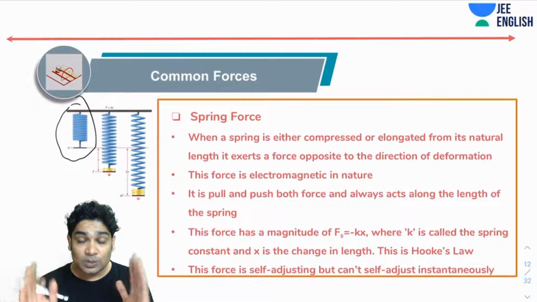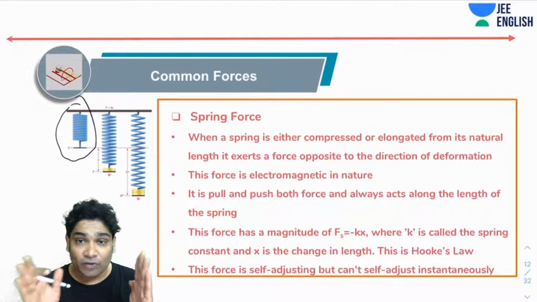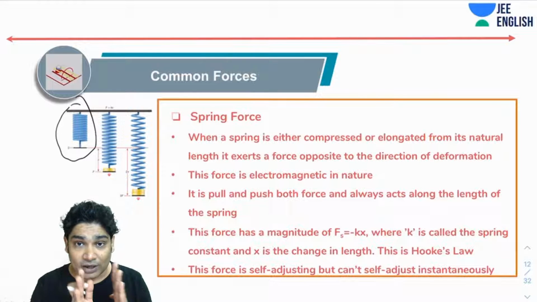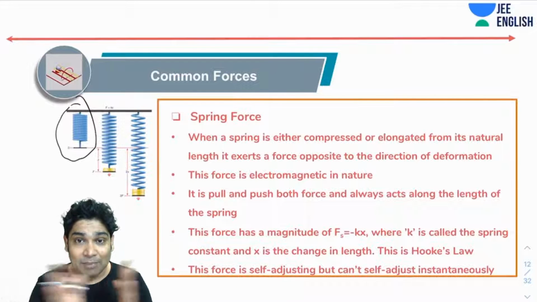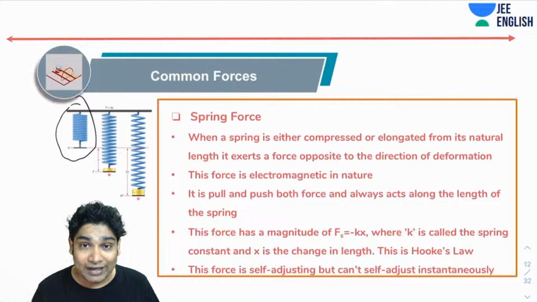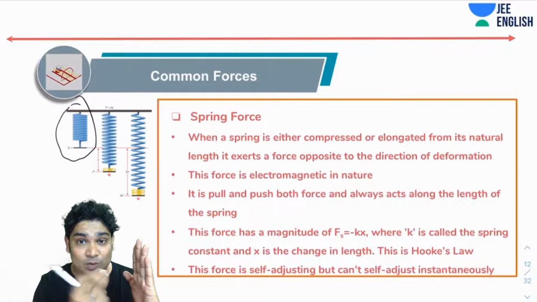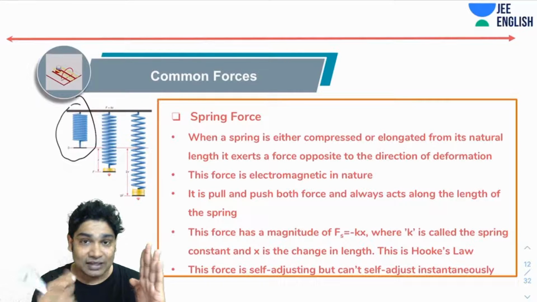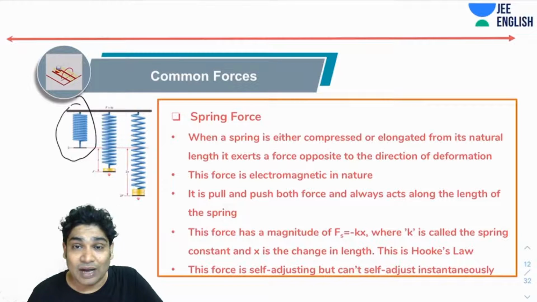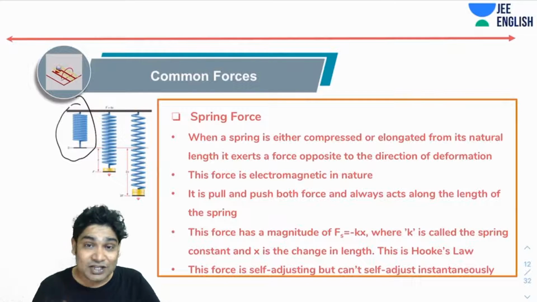The spring has a property that it always tries to maintain its natural length. If you push it and shorten the length, it tries to come back to the natural length. If you elongate it, it also tries to come back. So if I start pushing a spring, it pushes back because it wants to come back to its natural length. Similarly, if I pull the spring, it pulls back. So remember that springs always try to maintain their natural lengths, and they will oppose any change in their natural lengths.